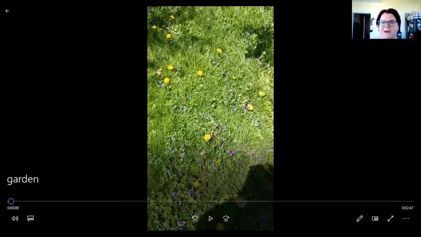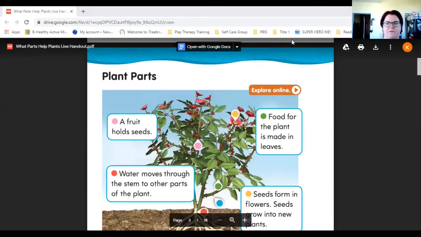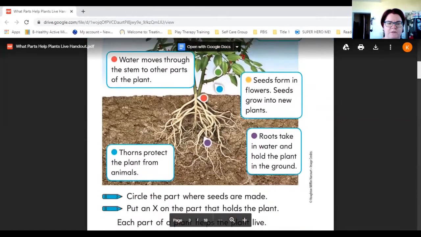All right, so that was fun. We got to go outside. Now, let's go back to our workbook, okay? Let's see what's next. We've looked at parts of the plant, we've gone outside, and we've looked at the maple leaf seed and the helicopter. All right, so plant parts. We just talked about plant parts.